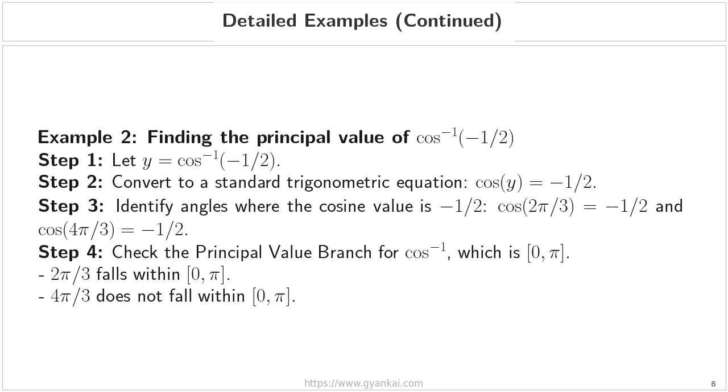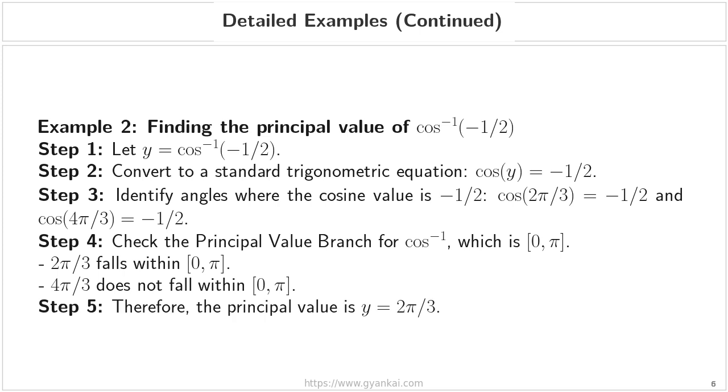the principal value branch. As we noted in our earlier slides, the principal value branch for the inverse cosine function is restricted to the interval between 0 and pi. When we compare our two potential angles, we find that 2 pi over 3 falls within this interval, whereas 4 pi over 3 does not.